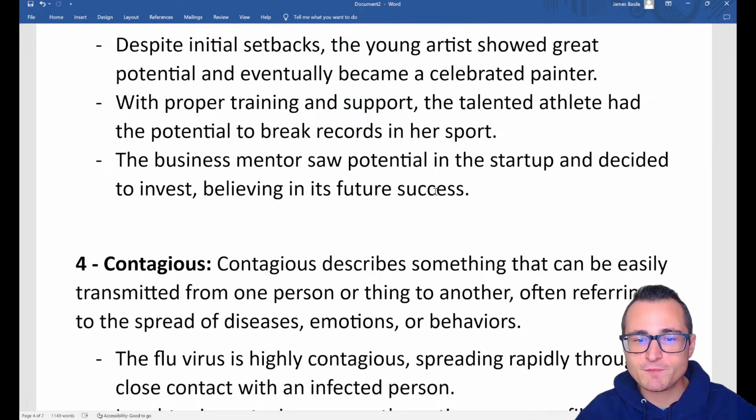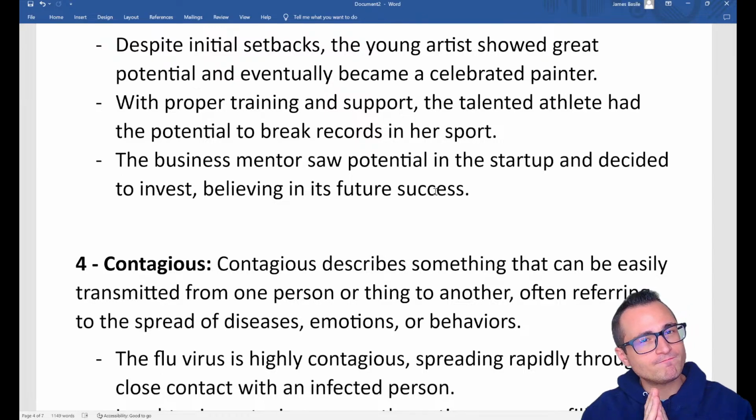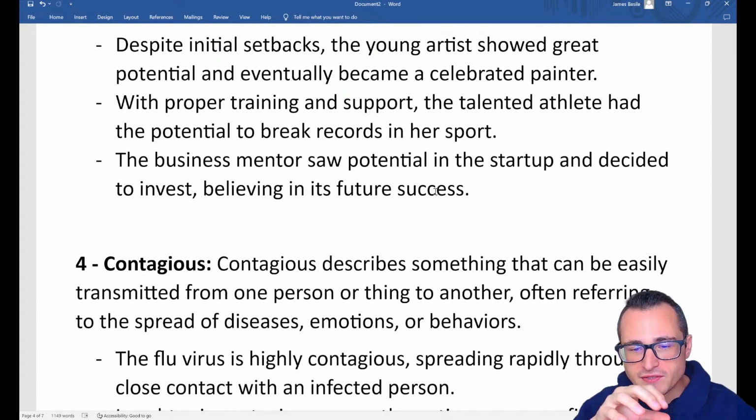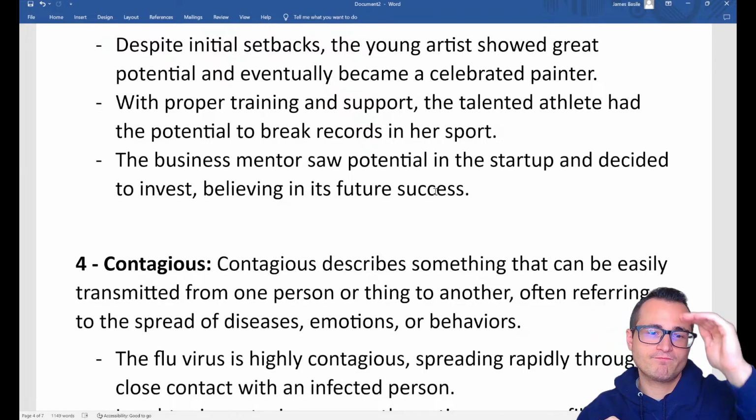So what did this business person do? They decided to invest. They said, I'm going to help. I'm going to help this little company so that they can reach their potential.